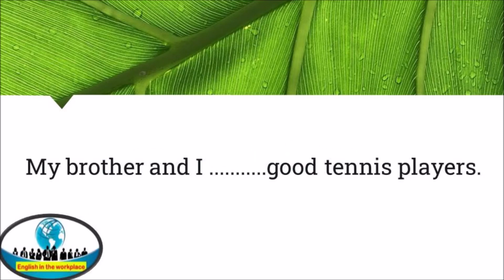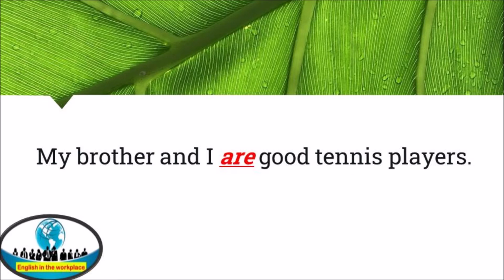Okay. My brother and I: am, is, or are good tennis players? What do you think? Correct. My brother and I are good tennis players. Why? Because my brother and I, two, it's plural. My brother and I, we are two. So we take are, we don't take is.